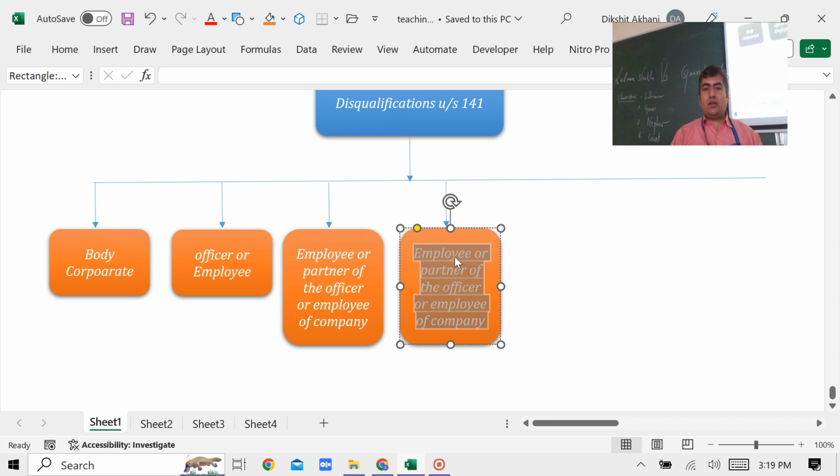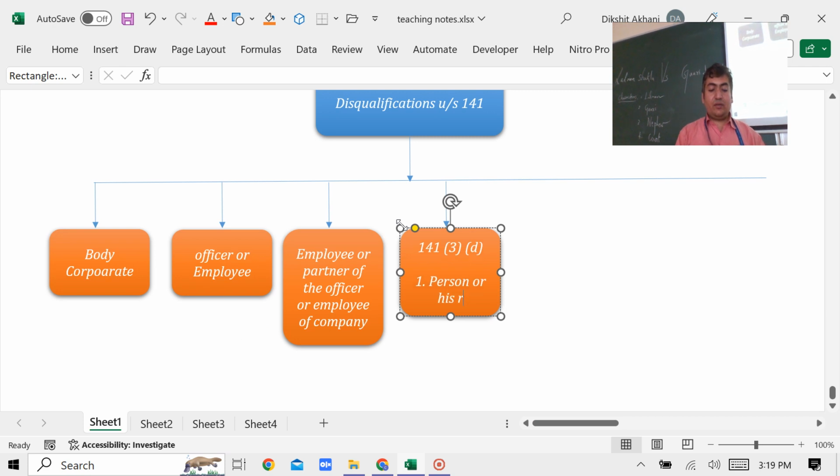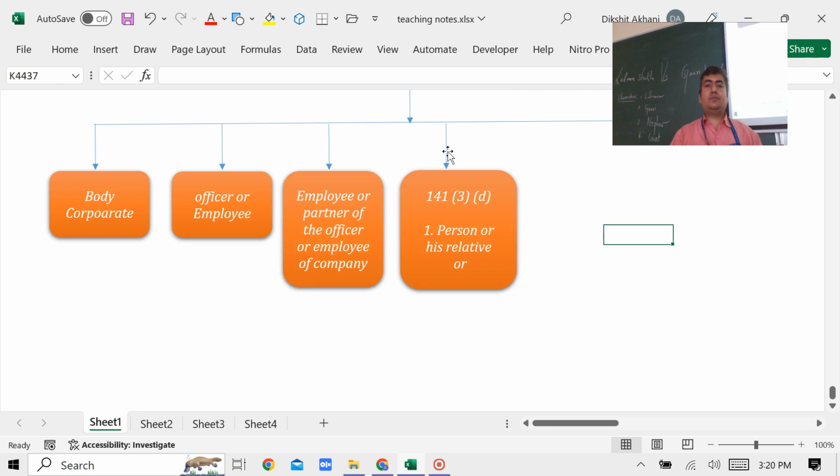Ready? Okay. So write down, my dear students, here it is the disqualification provided under section 141, subsection 3 and clause number D. And that I cannot define in one thing, but one thing I can tell you is that it is available to these people, understand? Disqualification, if it is incurred by the person who is appointed as auditor or his relative. And second point is by his partner too.